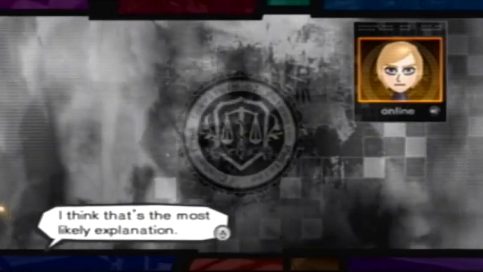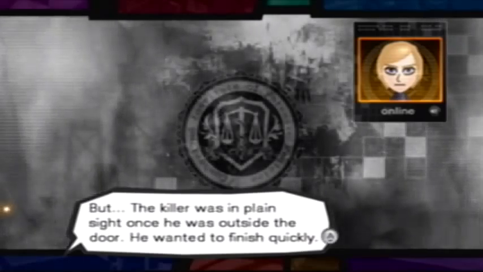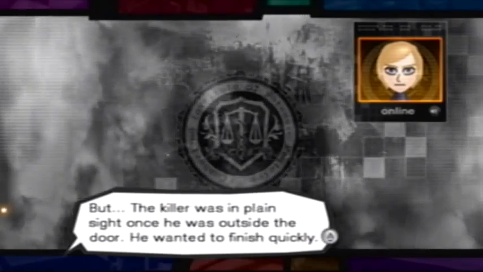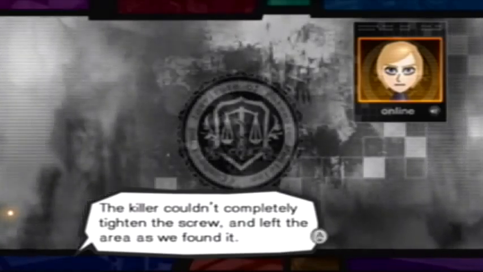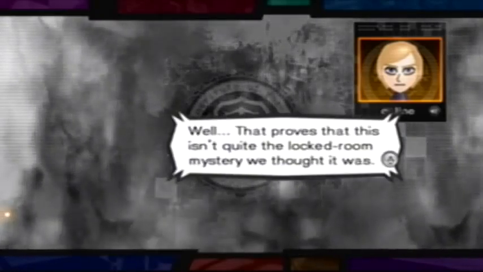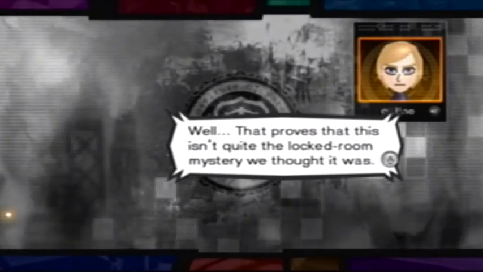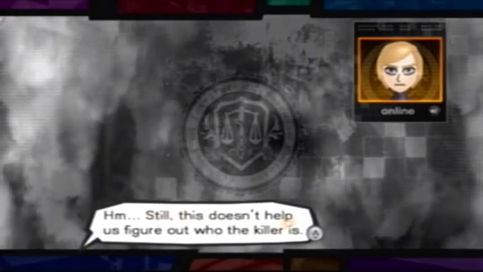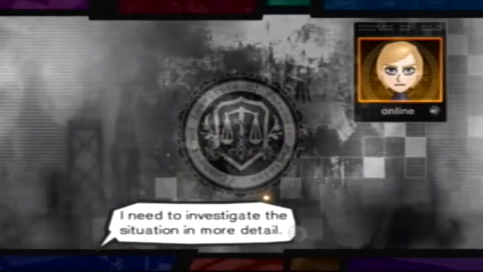I think that's the most likely explanation, but the killer was in plain sight once he was outside the door. He wanted to finish quickly. The killer couldn't completely tighten the screw and left the area as we found it. Well, that proves that this isn't quite the locked room mystery we thought it was. Huh. Still, this doesn't help us figure out who the killer is. I need to investigate the situation in more detail.